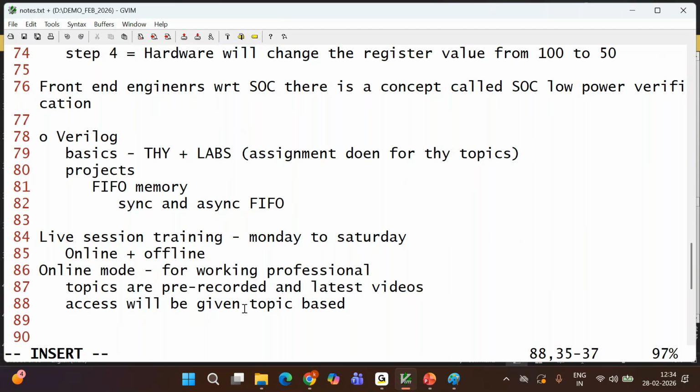For both live session training as well as online mode, the same PPT that is present in the portal will be followed. Course access will be the same. The mode of training is what is different. The same digital assignments will be there for online as well as live session. Nothing will change, not even a word. The PPTs followed are all the same. Just the mode of training is different. Understood? Okay. Anything else?